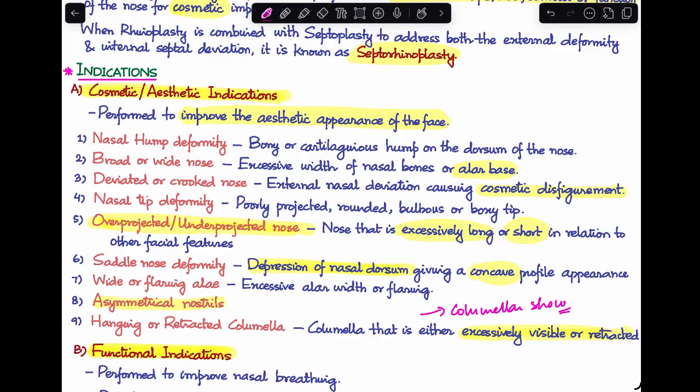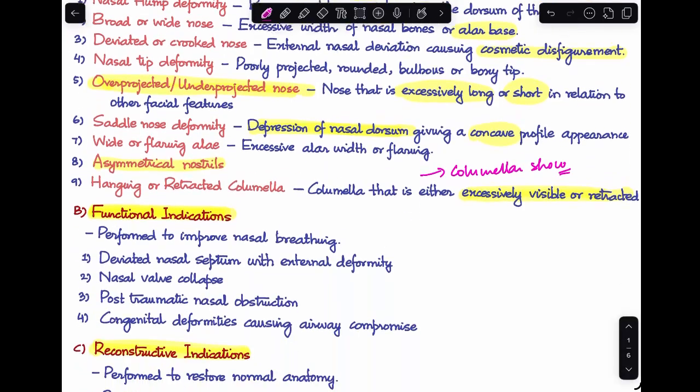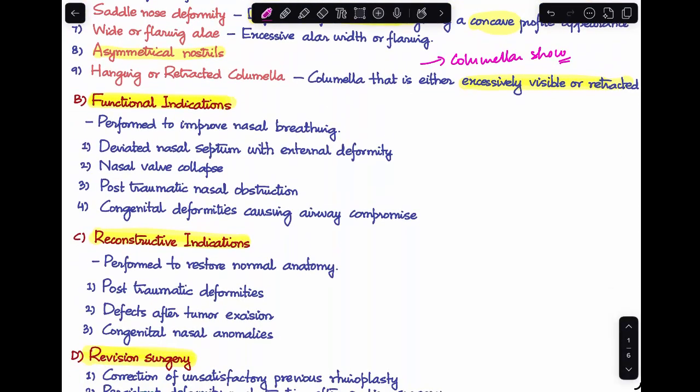Now, rhinoplasty is not just performed for cosmetic reasons, but sometimes there can be functional reasons as well. So, the functional indications are primarily to improve the nasal breathing of the patient. So, if there is an external nasal deformity which is causing nasal obstruction, that will become a functional indication. So, if a patient has a DNS, a deviated nasal septum, along with the external deformity of the nose, that will be a functional indication.